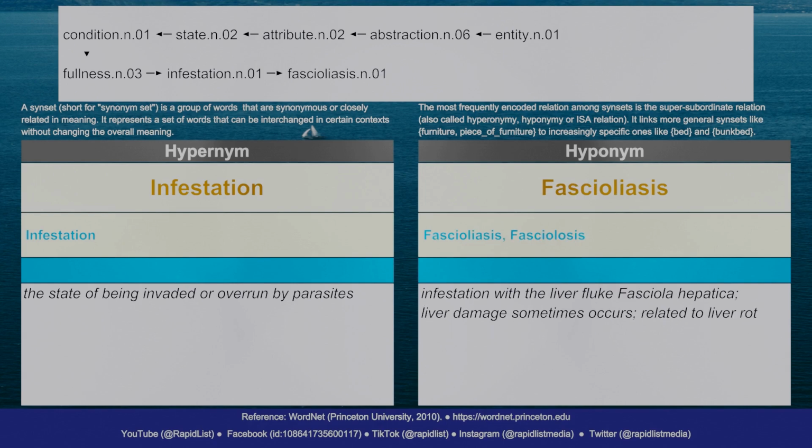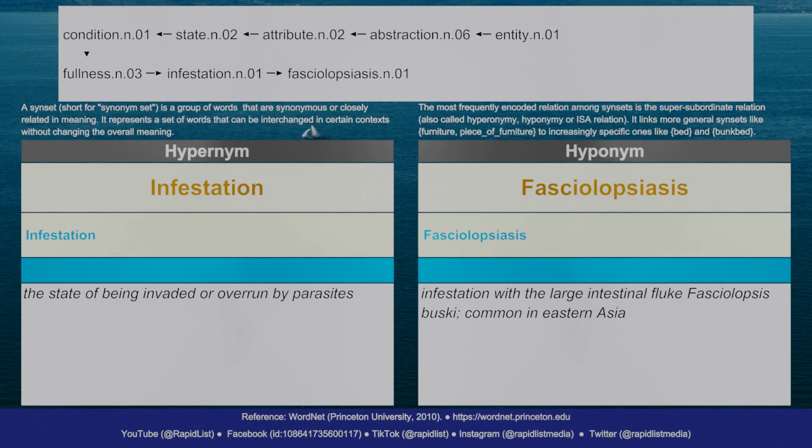Fascioliasis. Infestation with the liver fluke Fasciola hepatica, liver damage sometimes occurs, related to liver rot. Fasciolopsiasis. Infestation with the large intestinal fluke Fasciolopsis buski, common in Eastern Asia.